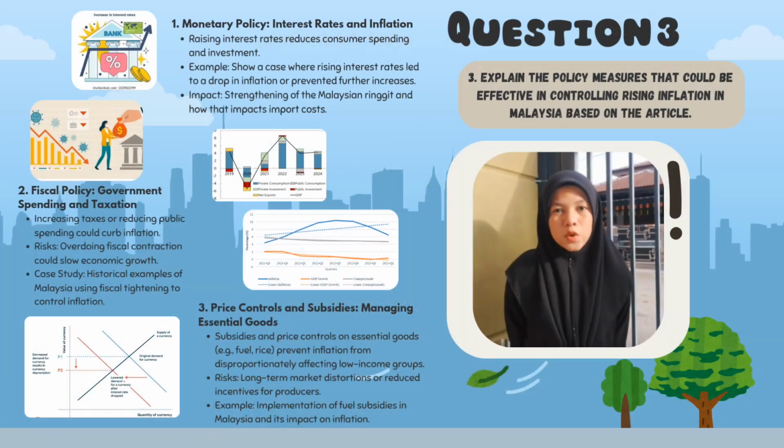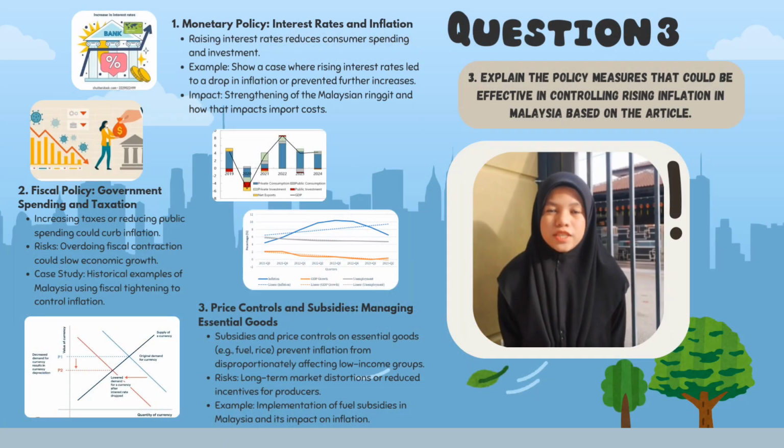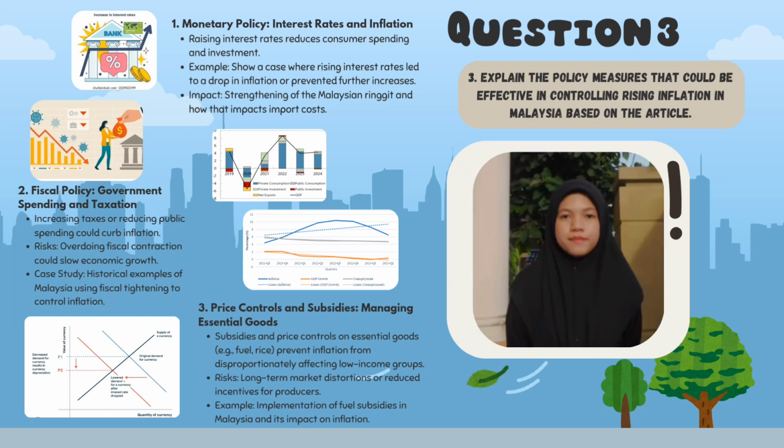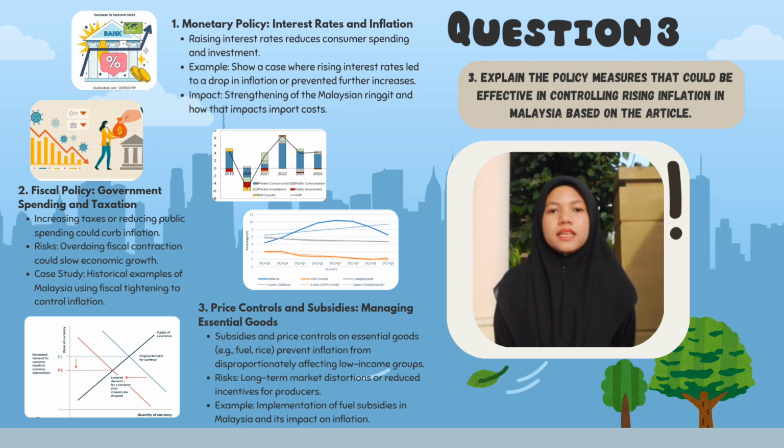Usually, demand-pull inflation causes prices to rise, but now low demand is keeping inflation down, which may harm economic stability and growth. So now I will proceed with question 3, which is asking the policy measure that could be effective in controlling rising inflation in Malaysia based on the article. Monetary policy is among the most widely used strategies. One way the central bank could fight inflation is by raising interest rates. This drives up the cost of borrowing and lowers spending by businesses and consumers.